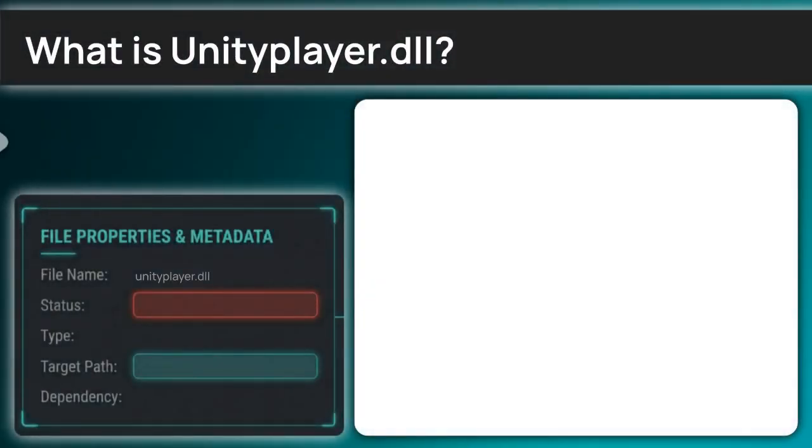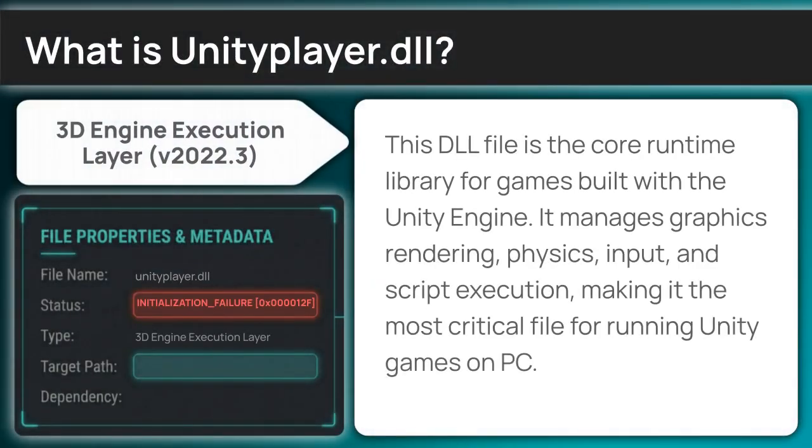This DLL file is the core runtime library for games built with the Unity engine. It manages graphics rendering, physics, input, and script execution, making it the most critical file for running Unity games on PC. With the why out of the way, let's focus on getting you running again.